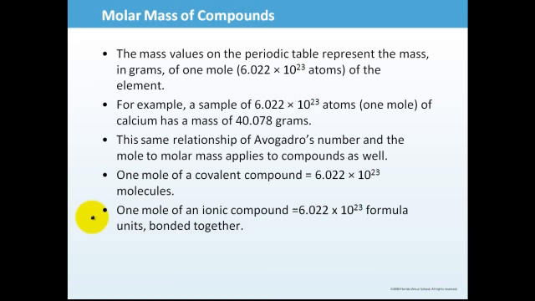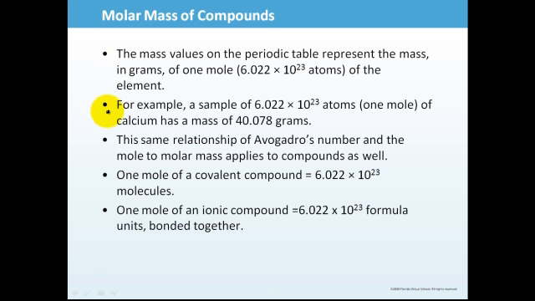Alright, so a little understanding here about molar mass of compounds. The mass values on the periodic table, remember, represent the mass in grams of 1 mole of the element. And again, just going back to lesson 2.04, remember that 1 mole of any element means we have 6.022 times 10 to the 23rd atoms of that element.